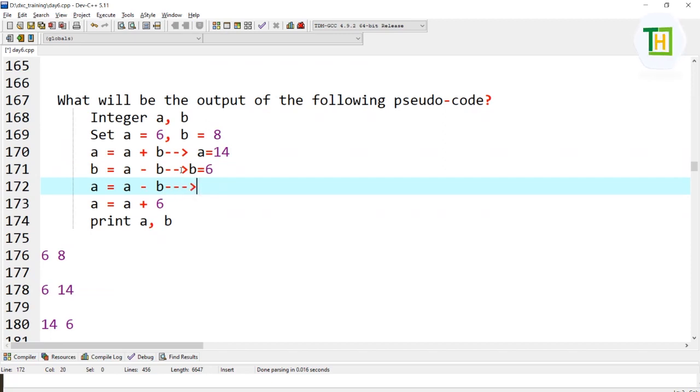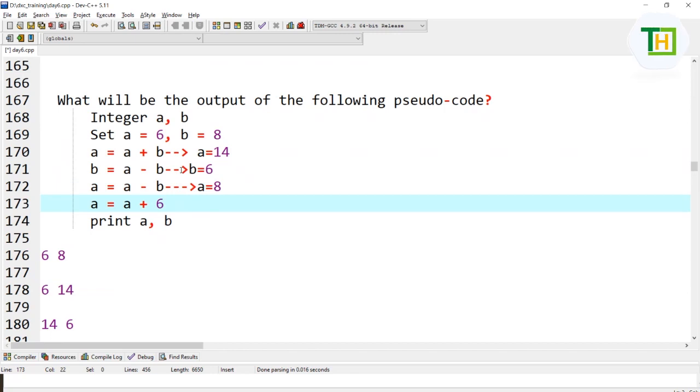A is equal to A minus B again. Then A value is 14. 14 minus 6, that is going to be 8. A is equal to 8.